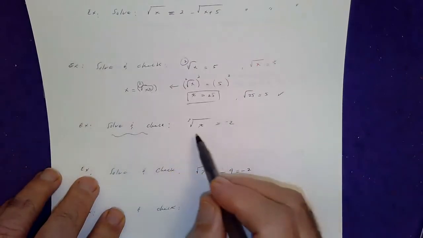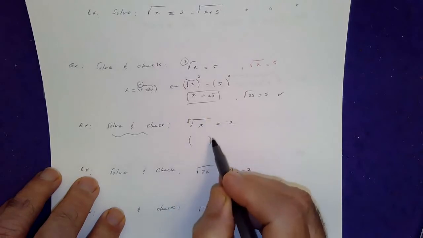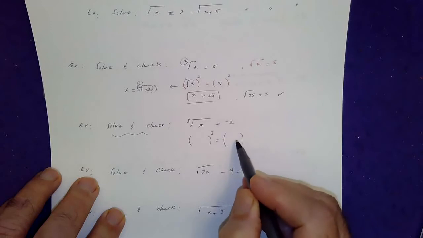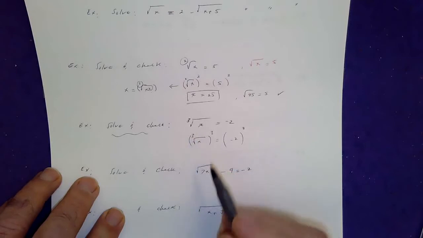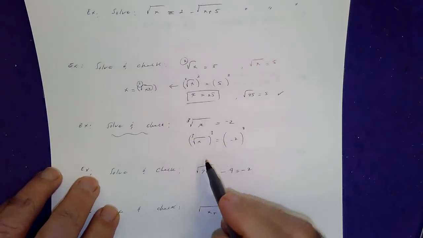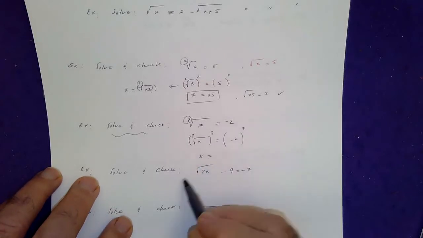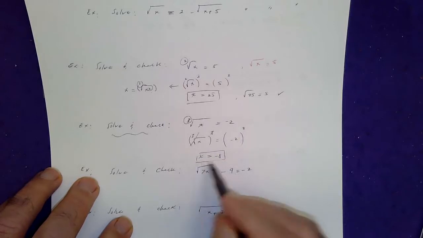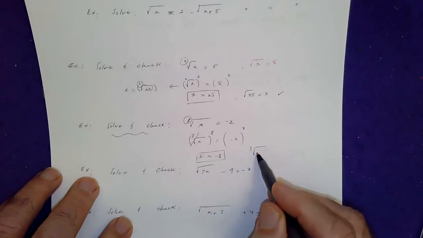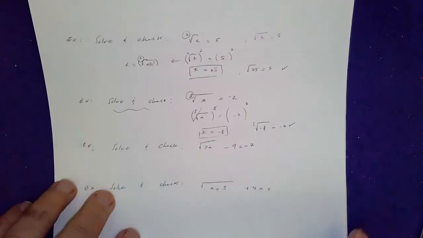Solve and check: cube root of x equals -3. Now I'm going to raise both sides to the power of 3, because I have a cube root. Remember, we always raise both sides to the same power as the index of the radical. So you get x, because the 3 wipes out the radical. And -2 to the power of 3 is -8. The way you check it: is the cube root of -8 equal to -2? Yes, it is. It checks.